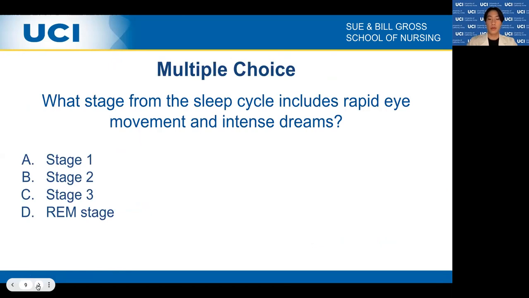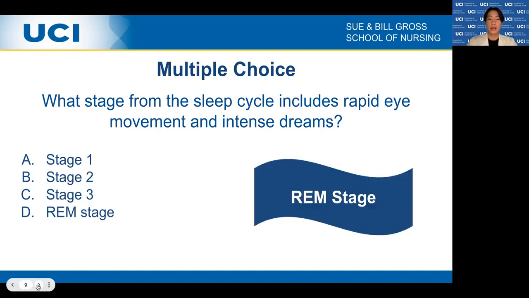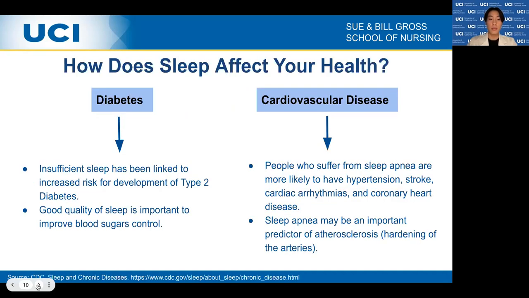Now we have a multiple choice question. What stage from the sleep cycle includes rapid eye movement and intense dreams? A, stage 1, B, stage 2, C, stage 3, and D, the REM stage. And the answer is D, the REM stage. And next, I'll pass it on to Denise. She's going to describe the effects of sleep on your health.